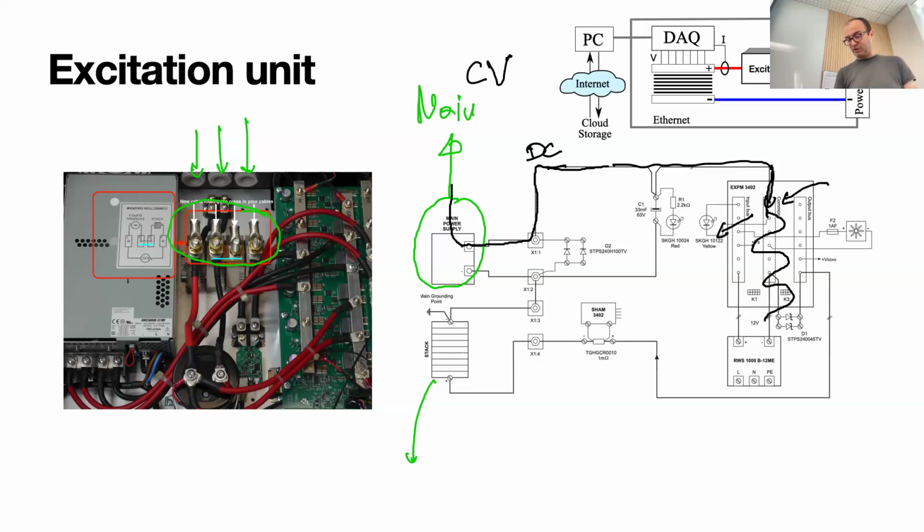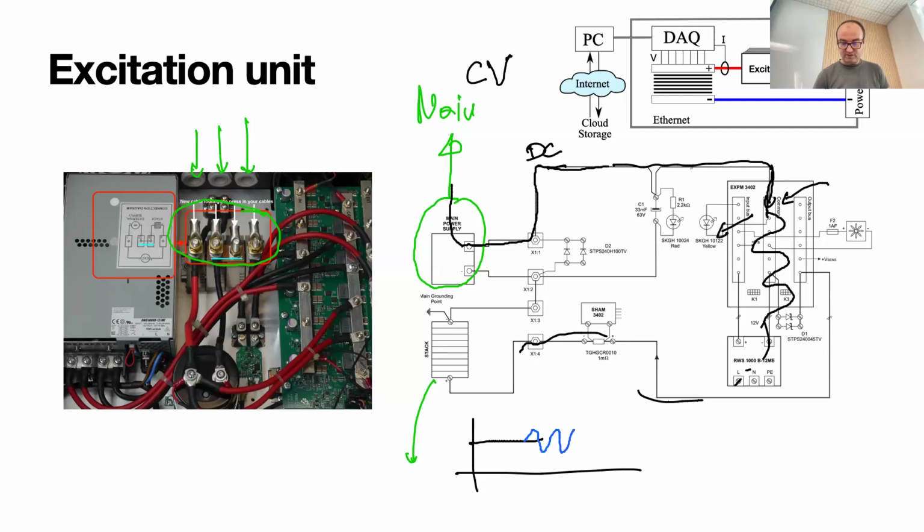And because this superimposes, what comes out then on the stack is the DC level of the main power supply plus the signal that our excitation unit is generating. And this is what comes out here. And it's actually the excitation signal that goes to the stack. Then going here, the circuit closes.